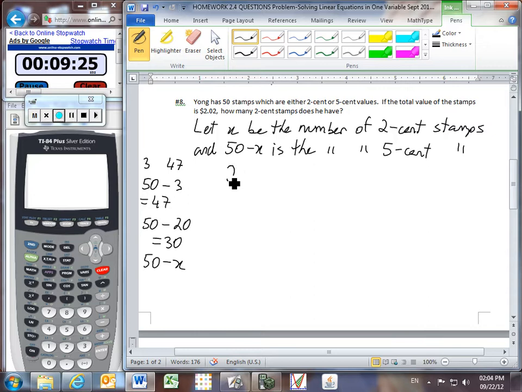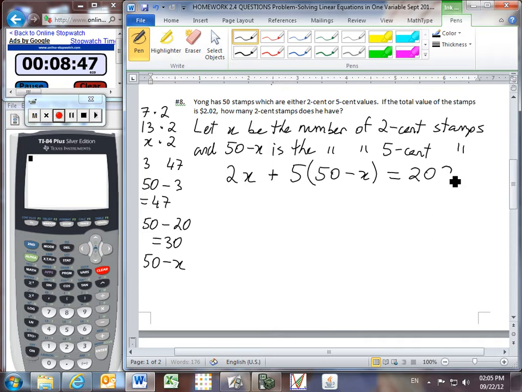So we've got the value of the 2-cent stamps, which is 2x. Now let's just think about this. If you had 7 2-cent stamps, what would be their total value? Well, you'd need to multiply it by 2, right? Or if you had 13 2-cent stamps, you'd need to multiply by 2 again. So in general, if you've got x 2-cent stamps, their total value is x times 2, which we can write as 2x. And so the 2-cent value times the number of coins of that value, plus the 5-cent value times the number of coins of that value, must equal the total value in Young's stamp collection.